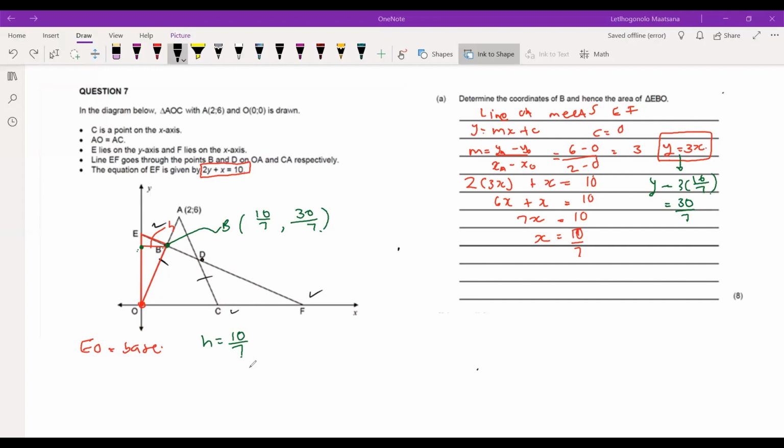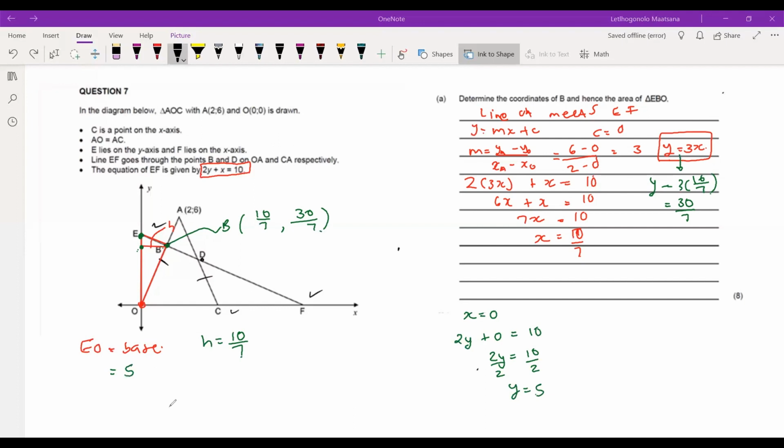Now for the base, we need to know what is point E over here. So this would be where my x is equal to 0. 2y plus 0 is equal to 10. 2y is equal to 10. Divide both sides by 2, we get y = 5. And that would then be our base.